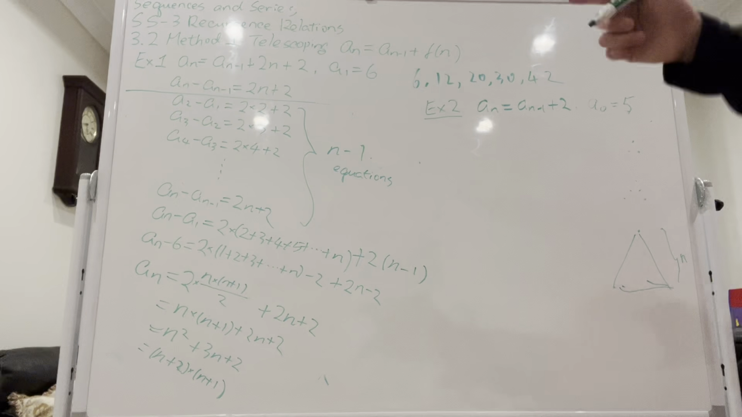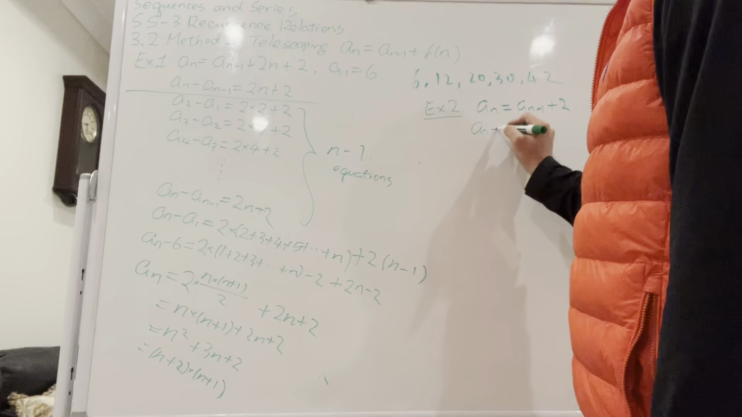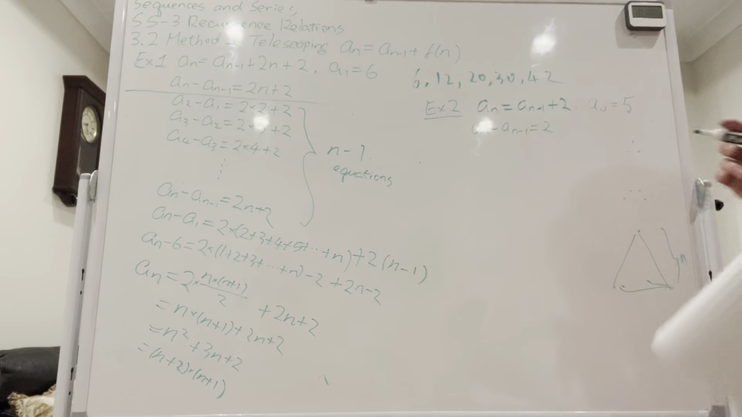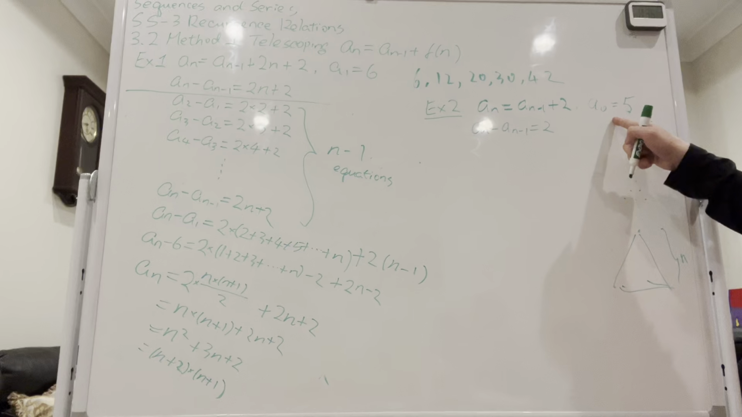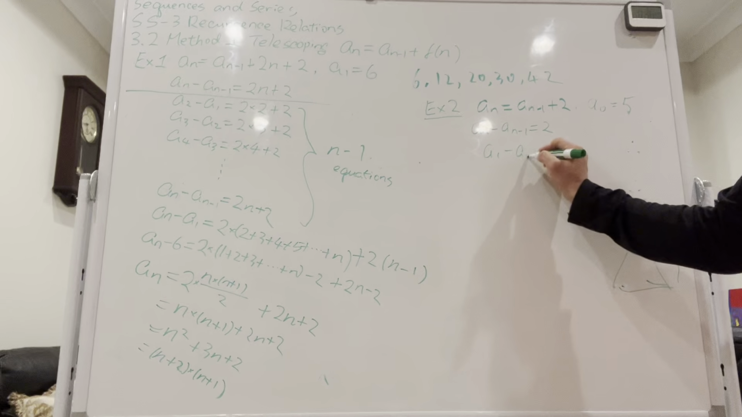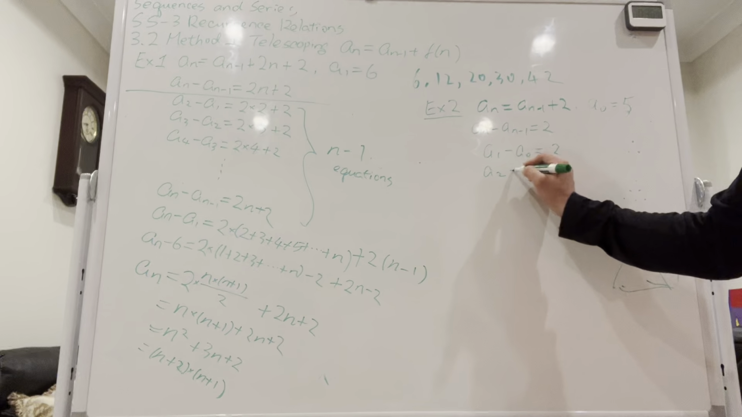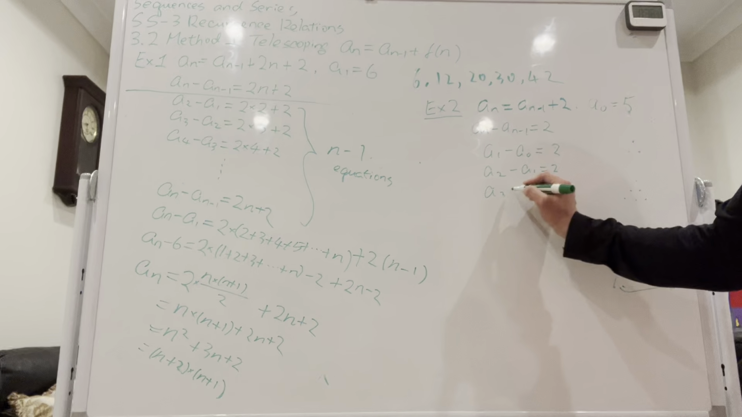So I'm going to repeat this quote-unquote telescope method. An minus An minus 1 is equal to 2. Because this time the first is kind of 0, so I'm going to do A1 minus A0 is equal to 2. A2 minus A1 is equal to 2. This time I don't need help. I can do this myself.